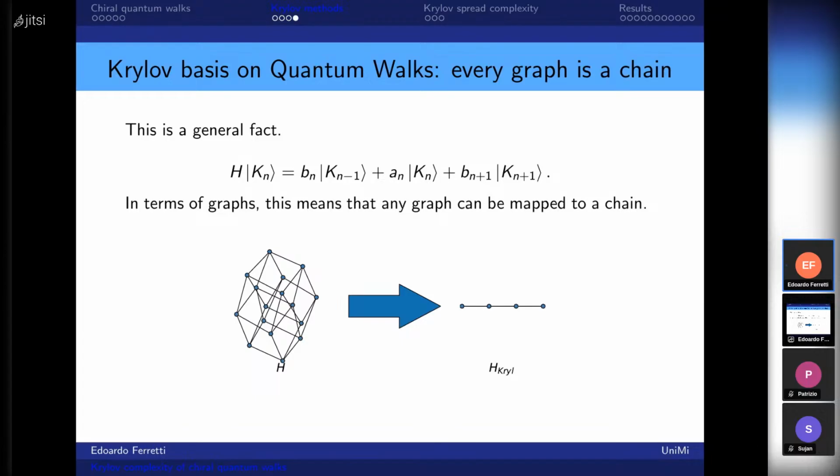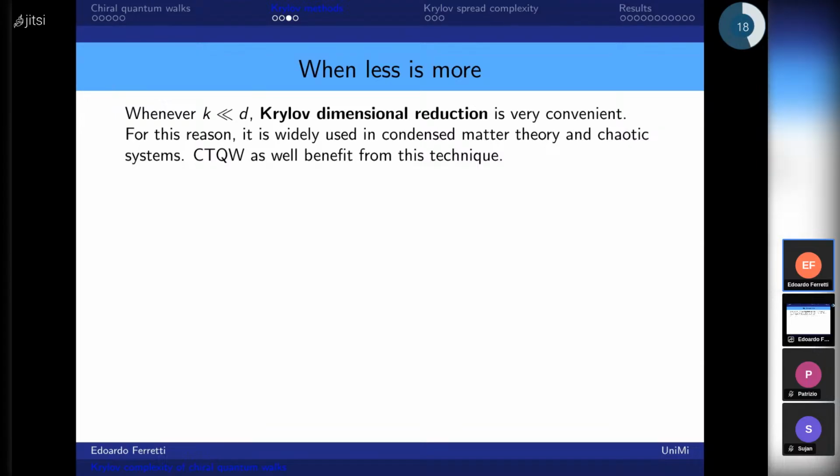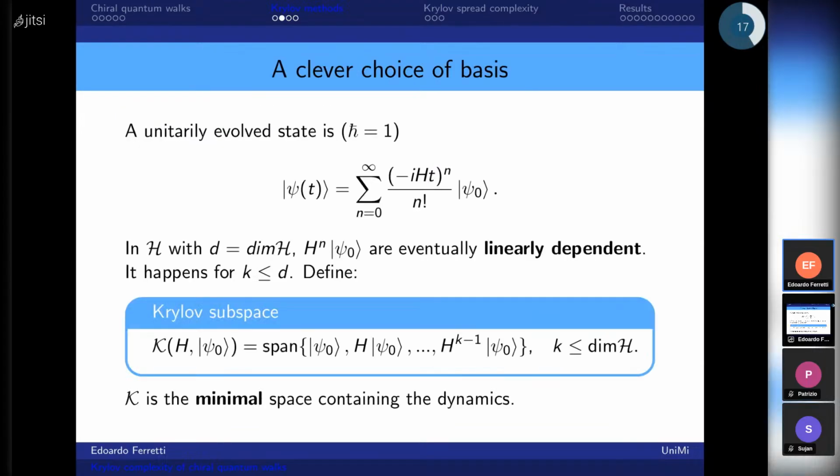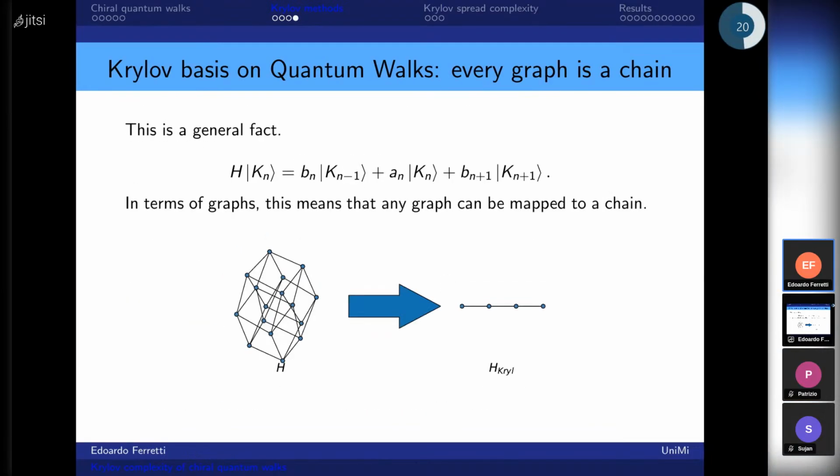And so K0 is just psi 0? Yes, it is. Since we assume we start with a normalized state, psi 0 is the starting point, and yes, it's K0. So that's why it's useful in quantum walks.